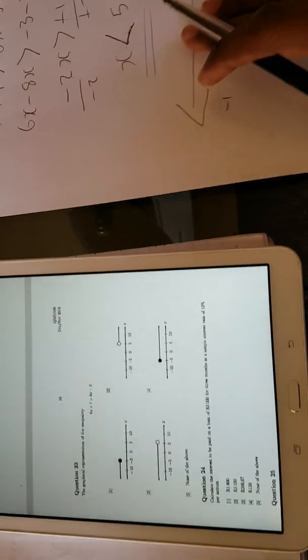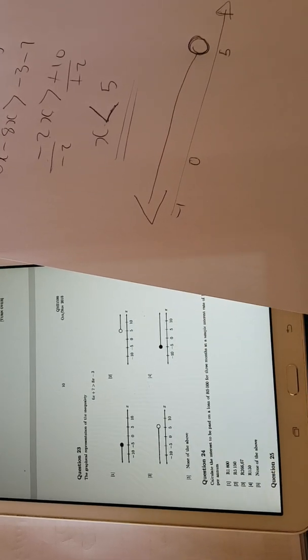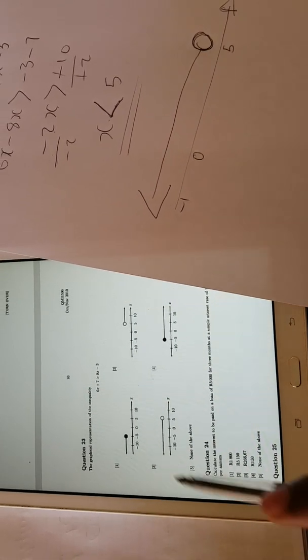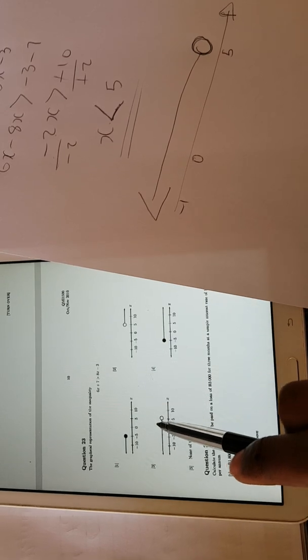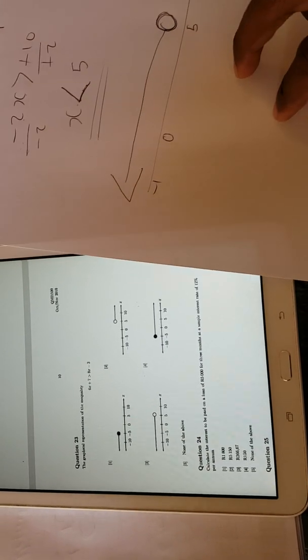So which option has the same answer as this one? It seems like it's option number 3. You see there, it emanates from 5 and it's facing this side, so it's option number 3. So question number 23 is option number 3. That's how we do it.